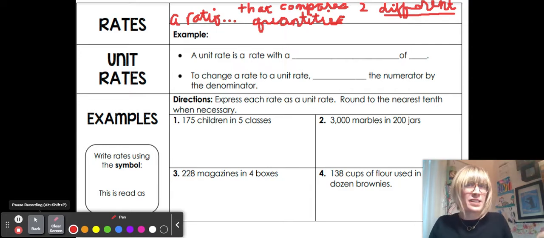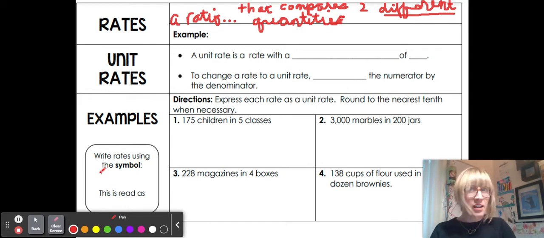So what does that mean, right? What does that mean, two different quantities? Well, in a ratio, we know that it's just a comparison statement, right? Comparing two things. You're still comparing two things here, and you're going to be comparing things that are not similar, right? Like you're not necessarily comparing two types of fruit, like apples, bananas, or two colors of cars, green cars to blue cars.